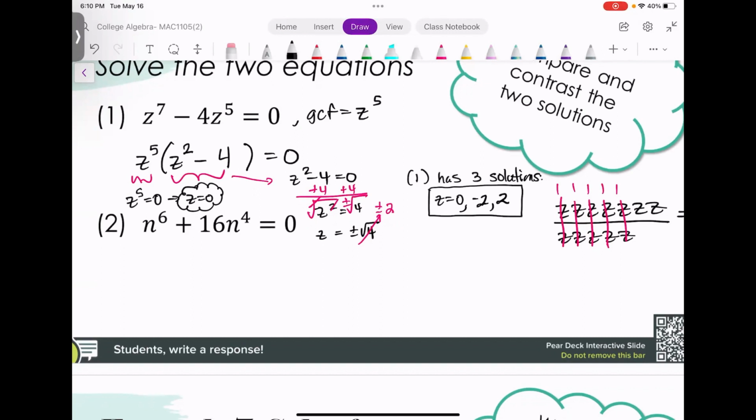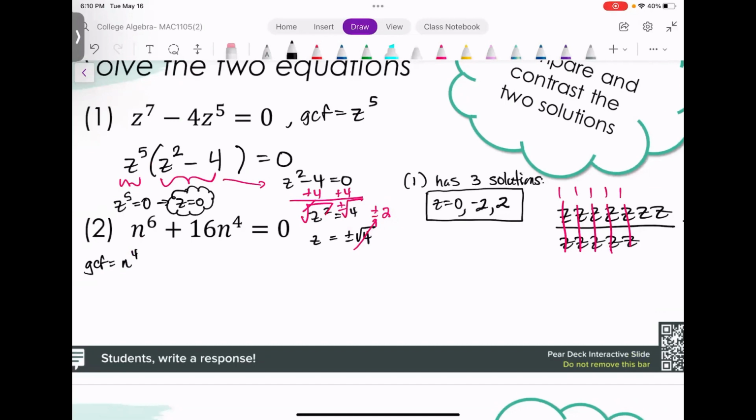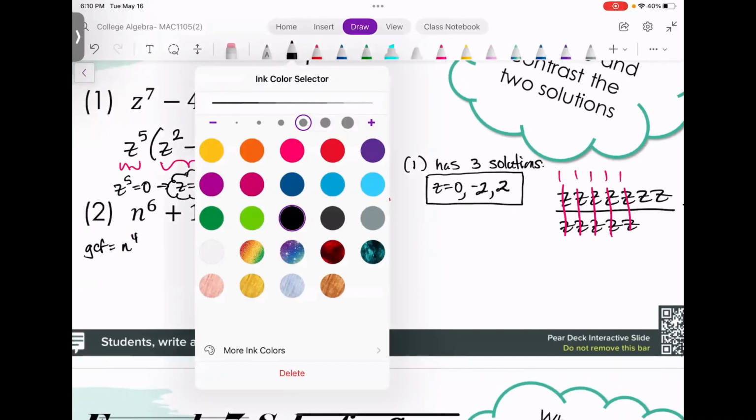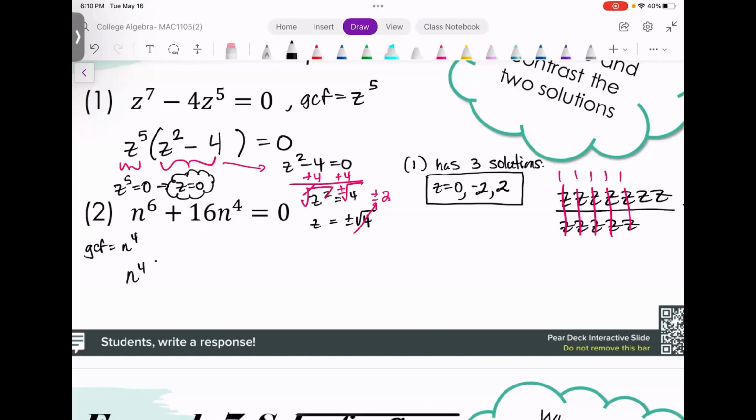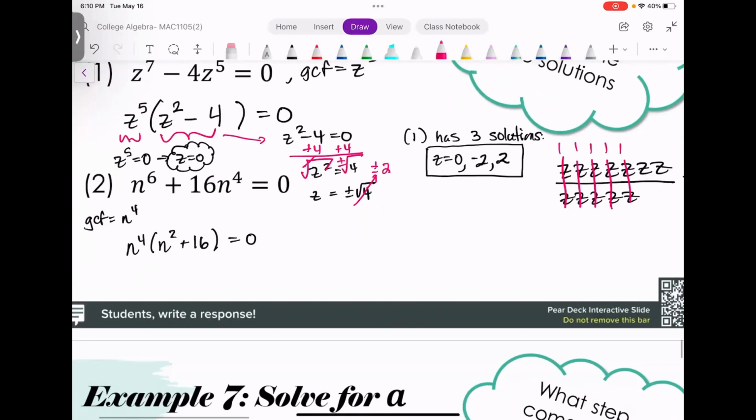So what I did was factor out the greatest common factor and then set each factor equal to 0 in order to solve for all the possible solutions. And I do the same thing for number 2. For number 2, I'm going to factor out the greatest common factor. My GCF is equal to n to the power of 4. That's the greatest number of n's that both terms have in common. So I take my n to the power of 4 and I divide it out. And I solve to make each of these equal to 0.